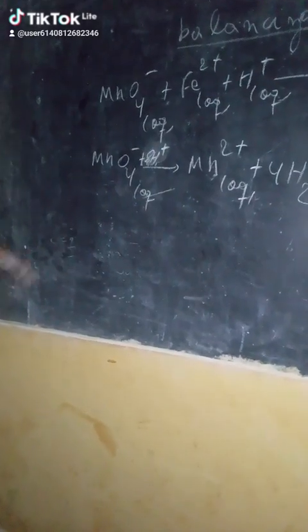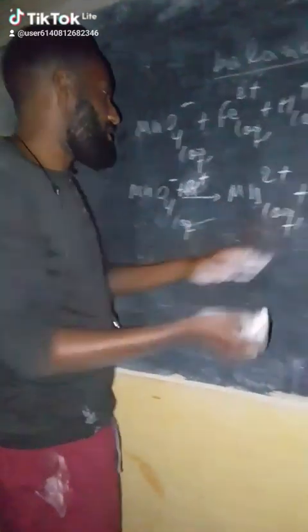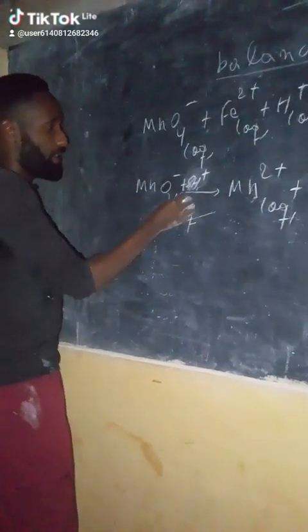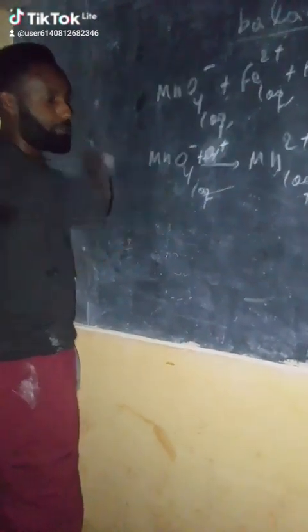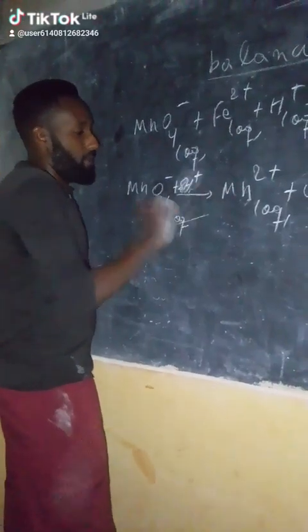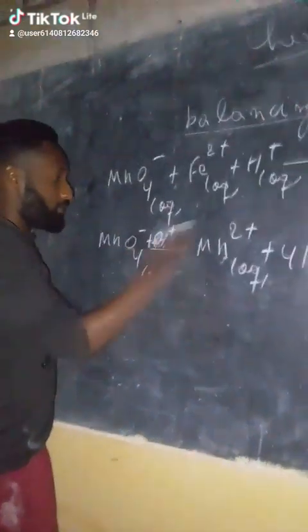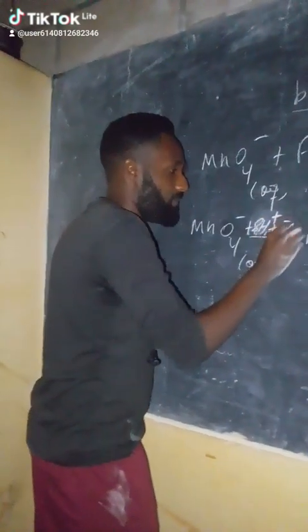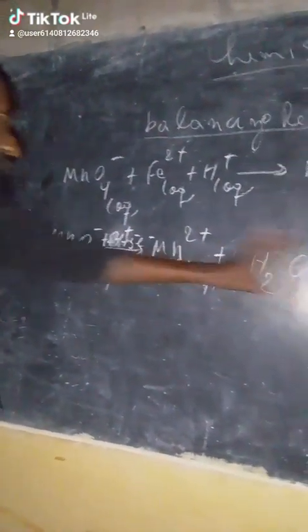You have to add 8 hydrogen ions. So here, according to charges, we have 2 charges in the product. The reactant have 8 minus 1, which is equal to 7. In order to balance the charges, you have to add 5 electrons. So this is your first half equation.